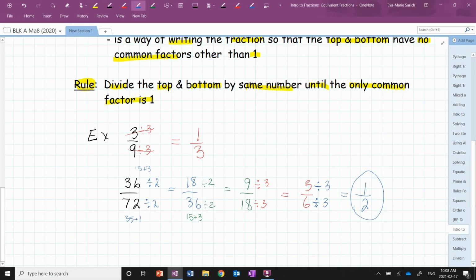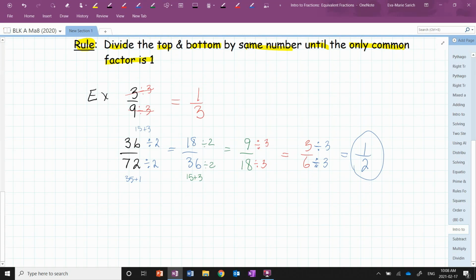Some of you may have recognized that you could divide by a bigger number than 2 or 3. Some of you may have recognized that 36 divided by 9, and you could have done that right away. You could have taken 36 and 72 and divided them by 9. Okay? 36 divided by 9 is 4, and then you're going to go on and take 72 and divide it by 9, and I'm hoping you recognize that that's 8.